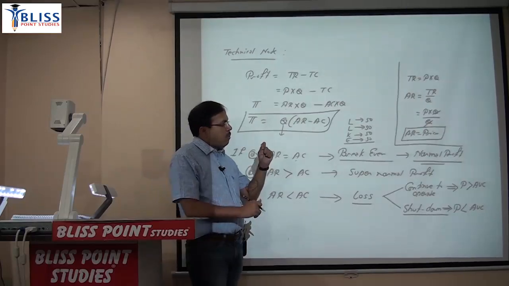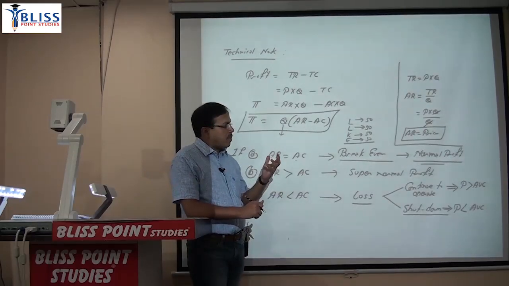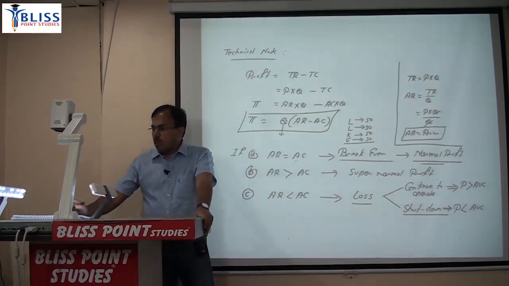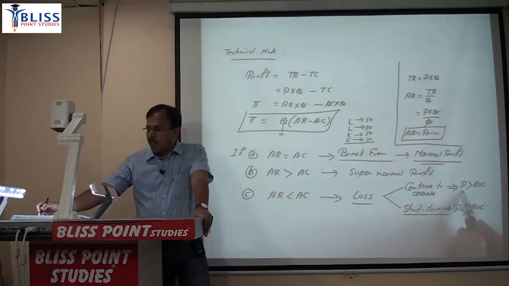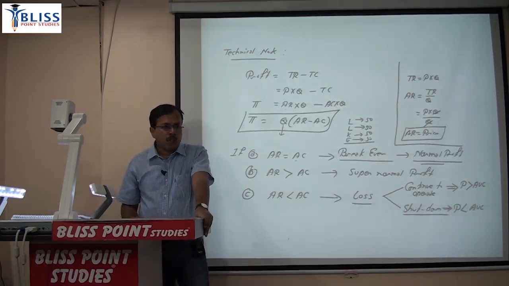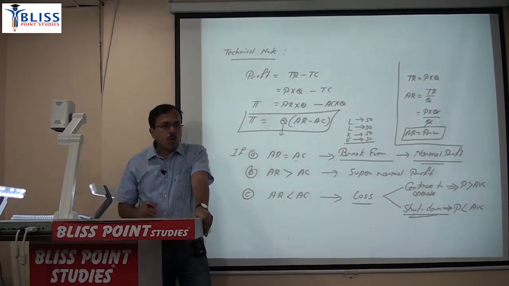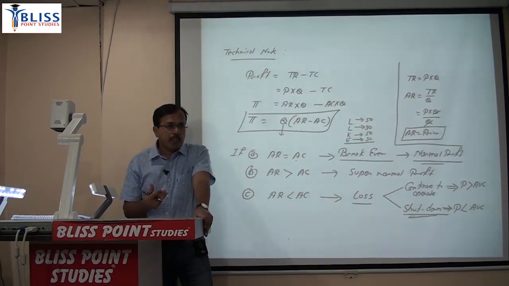Within loss, the firm will continue to operate if price is greater than average variable cost. But if price is less than average variable cost, it is better to shut down. So your decision whether to operate or not to operate depends upon which cost? Variable cost. It is variable cost which determines.